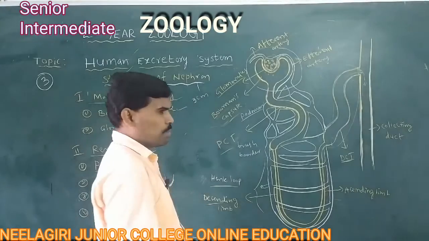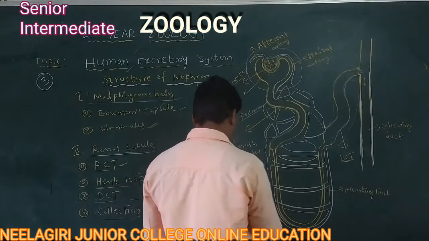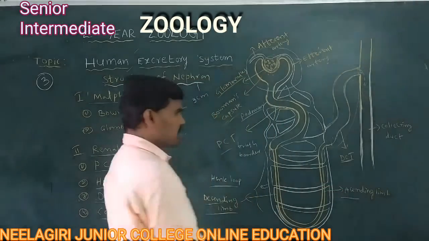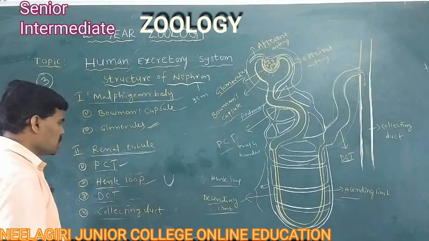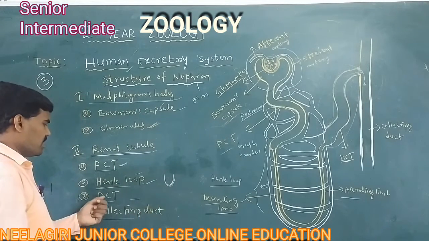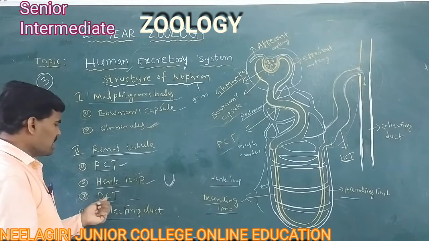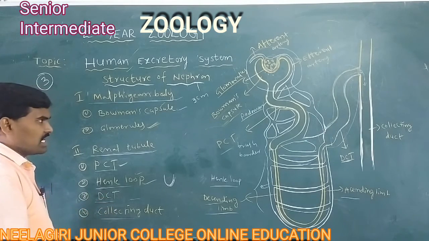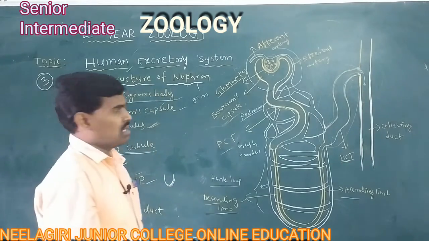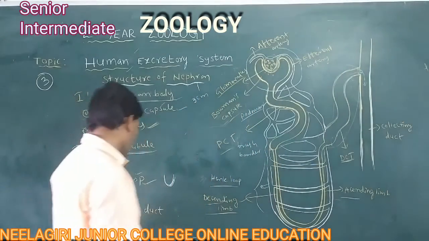So Henle loop is formed by the descending and ascending limbs. The two limbs form the U shape of the Henle loop. Next, finally, the DCT: the Henle loop opens into the DCT. The DCT opens into the collecting duct. The collecting duct is a large duct.